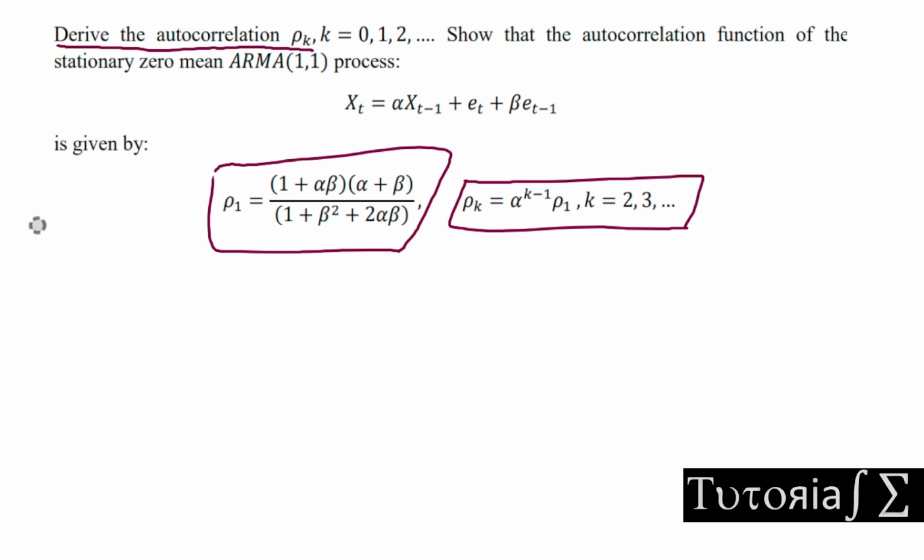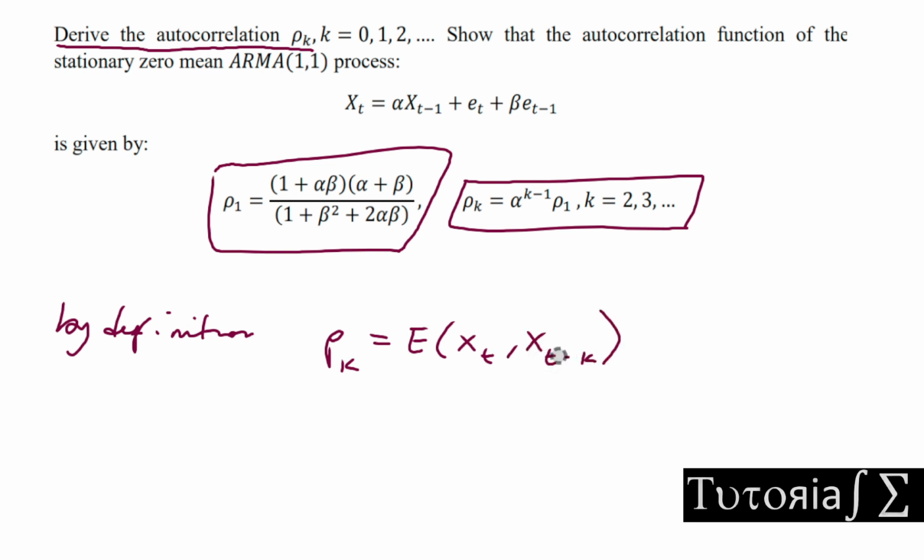So by definition, the autocorrelation is just equal to the expectation of xt times xt minus k. So the kth autocorrelation is defined by this, for some k equals 0, 1, and on. All right, so basically how we're going to derive this is by analysis.